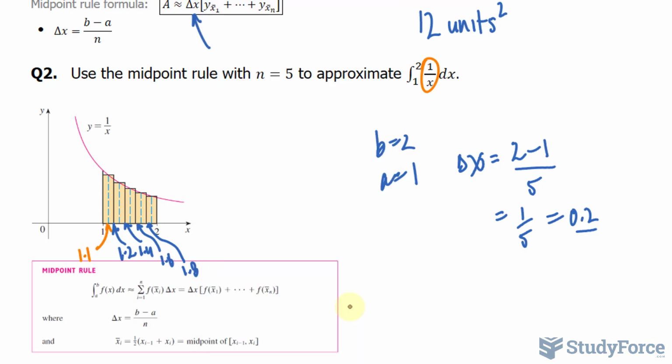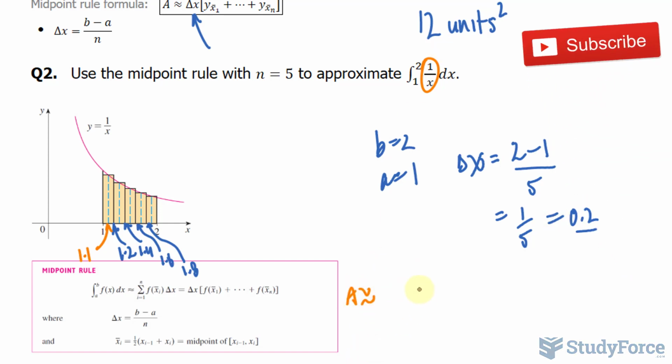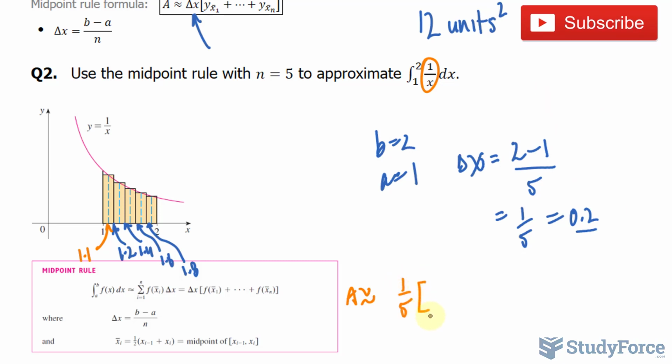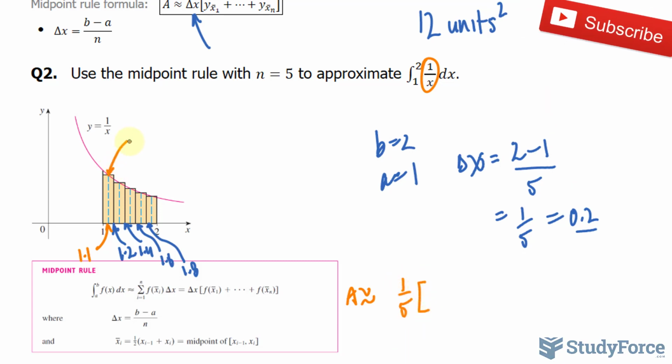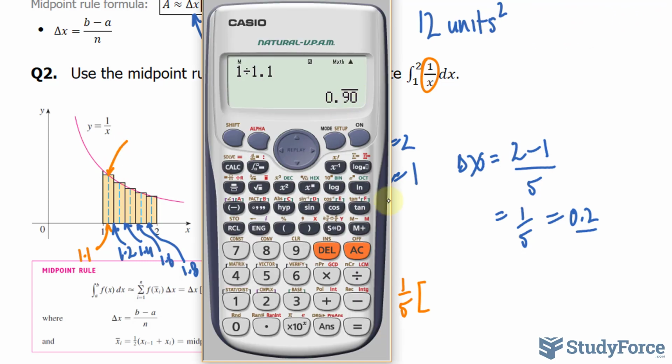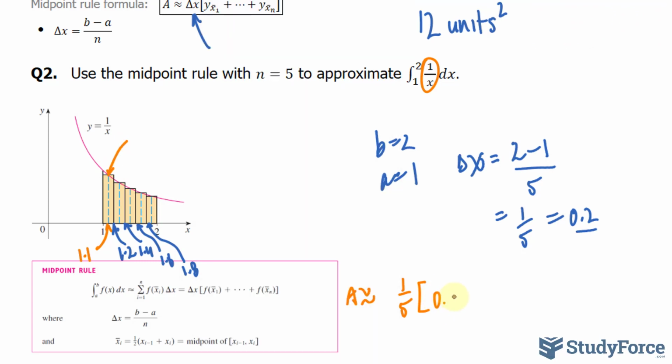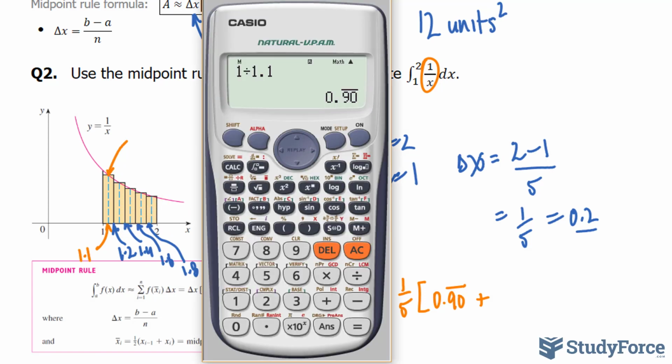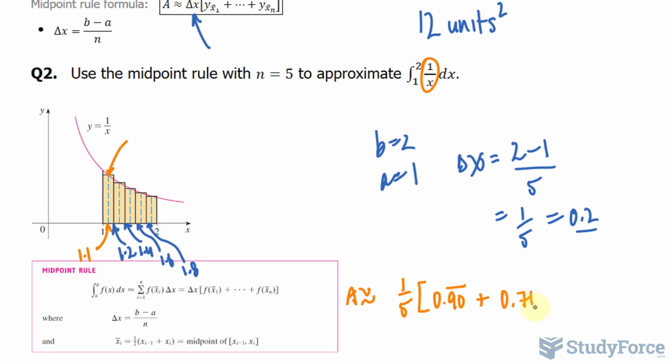Let's start to build our equation for the area. Area is approximately equal to delta x, which we found to be 1 over 5, multiplied by the y right there, and we found that as 0.90 repeating. Let's do the same thing for in between 1.2 and 1.4. The average is 1.3, so 1 over that is equal to approximately 0.769. We have to do this 3 more times.